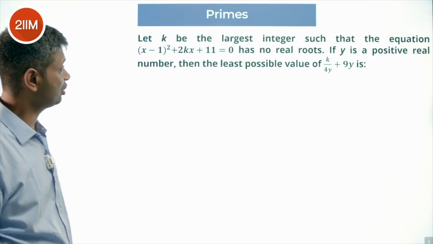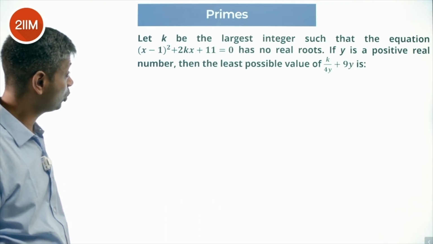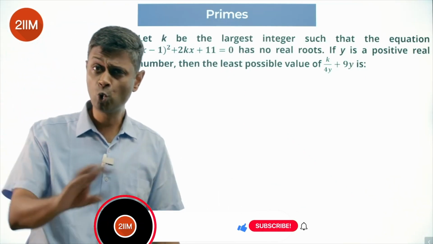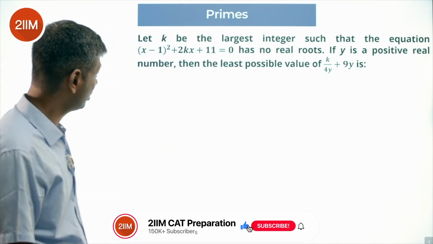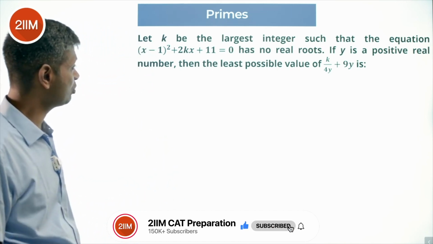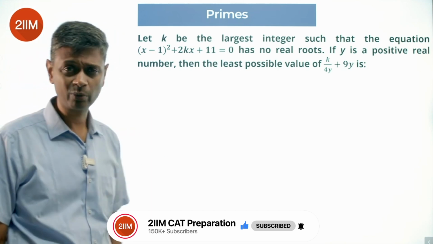Let k be the largest integer such that the equation (x − 1)² + 2kx + 11 = 0 has no real roots. If y is a positive real number, then find the least possible value of k/(4y) + 9y.